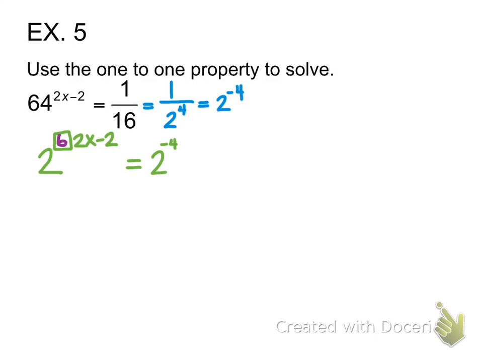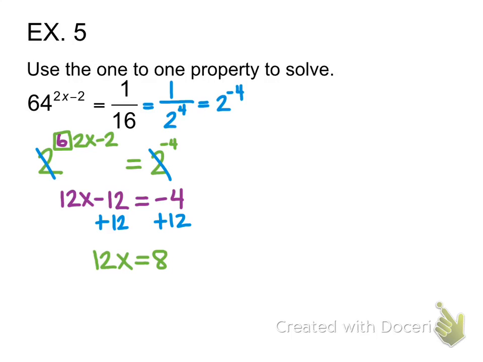So now that the bases are the same, I can drop the base and set the left and the right equal to each other. So on the left, I went ahead and distributed the 6, and I got 12x minus 12 is equal to negative 4. Now I'll just solve. So I'm going to add 12 to both sides, and I get 12x equals 8. I divide by 12, and when I reduce, I get that x equals 2/3.